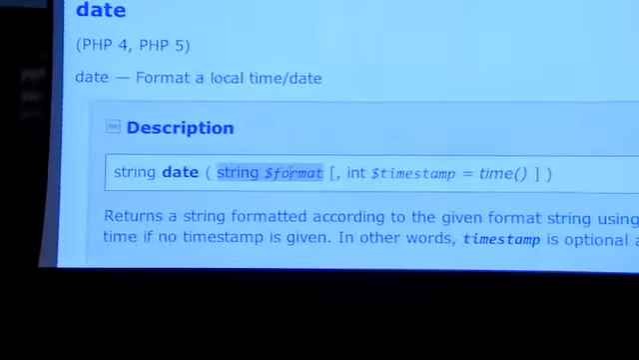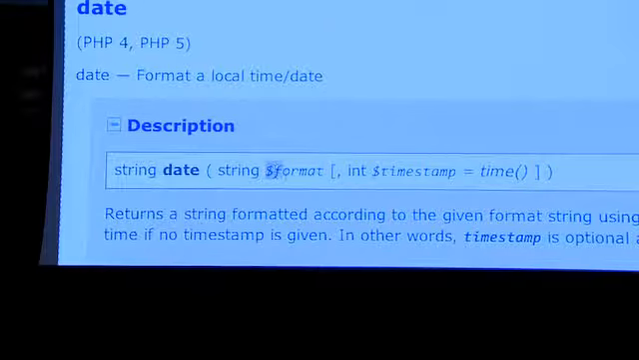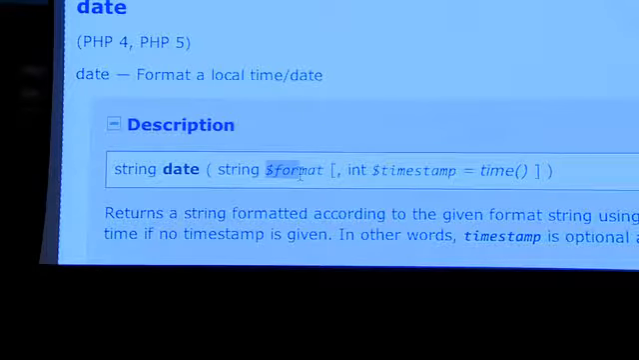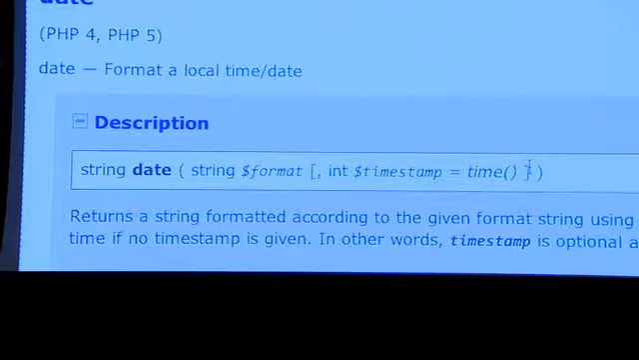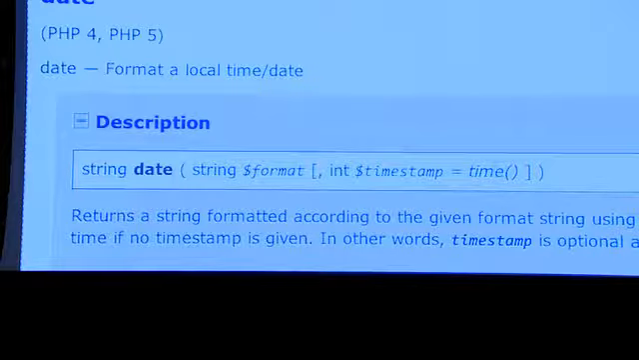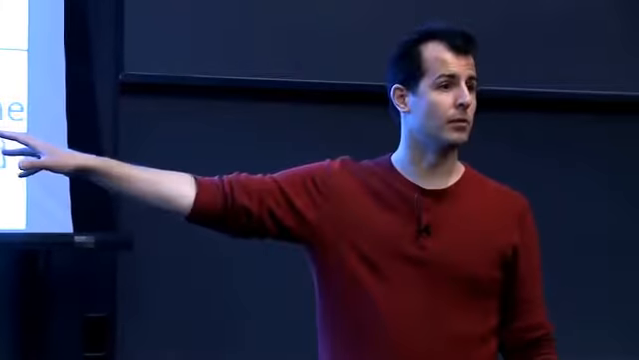So here's how you parse the signatures. This means it returns a string. This means it takes a string as its first argument, which is the format. Any variable in PHP, as we'll see quite a bit, starts with a $. Square brackets in documentation mean it's optional, which means if you want to override the current date and time, you can pass in a numeric timestamp. For those unfamiliar, a timestamp in many programming languages is the number of seconds since January 1st, 1970, the so-called epoch, and then you can override the default behavior.